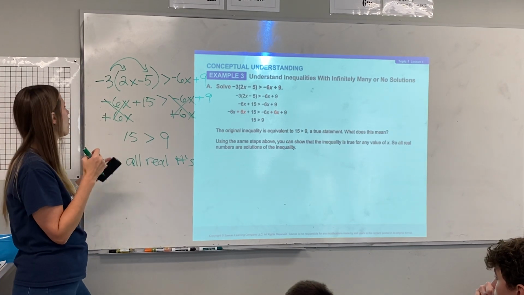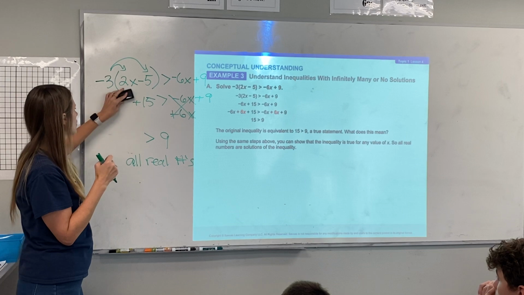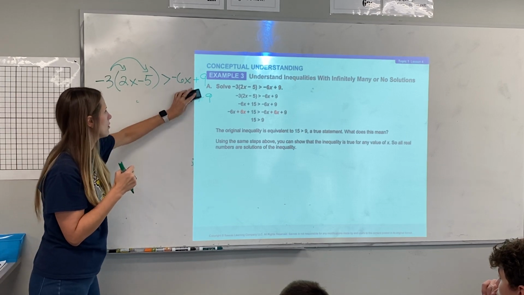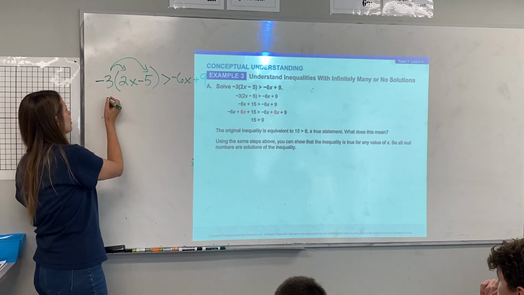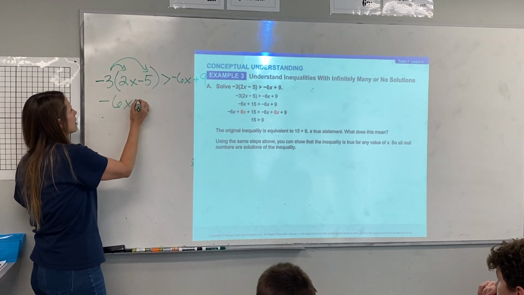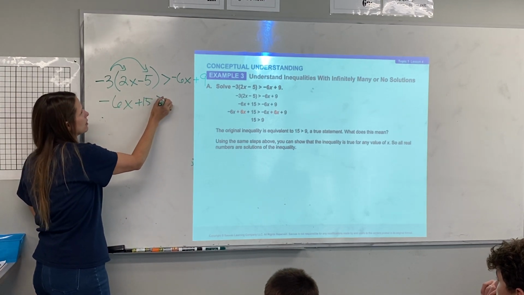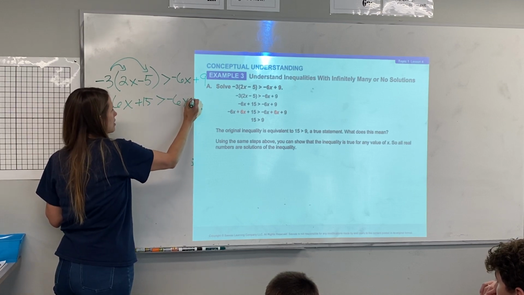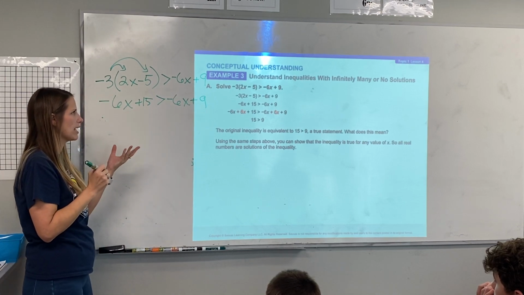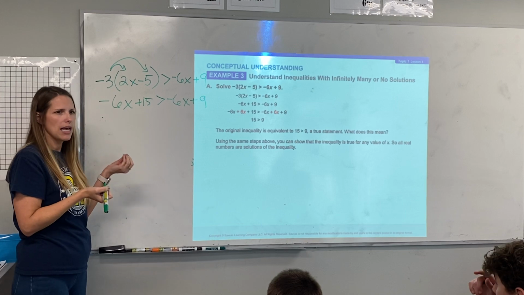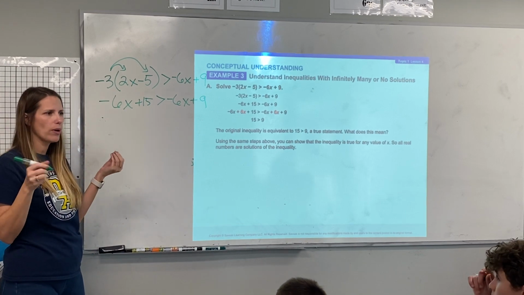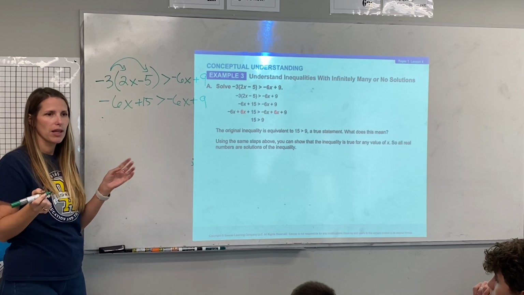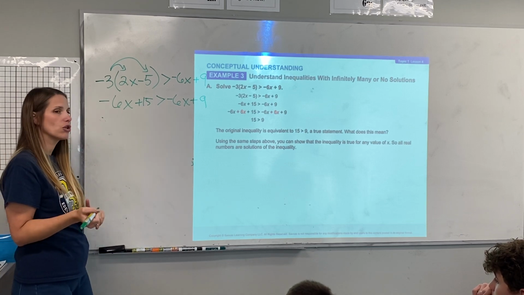Now, I had a question last period: what do you do after distributing? Because I keep getting lost after you figure out what the answer is after you distribute. Okay, I'm gonna distribute again. So -6 plus 15 is greater than -6x plus 9. So you kind of get stuck with what to do next, because this is a common place to get stuck, because we do have plenty of options. And I'm glad you asked, because I'm actually gonna show you the other option.